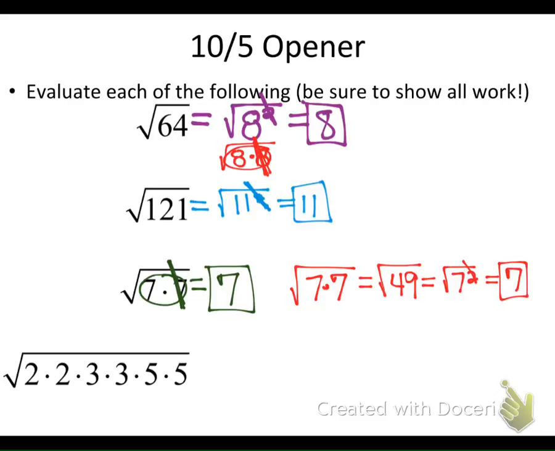Let's look at our last one here. So we have the square root of 2 times 2 times 3 times 3 times 5 times 5. Okay, so we're going to do what, Beyonce? You told me to circle them all. Oh, you saw it coming? My factor pairs. Okay, then what, Beyonce? And then what?